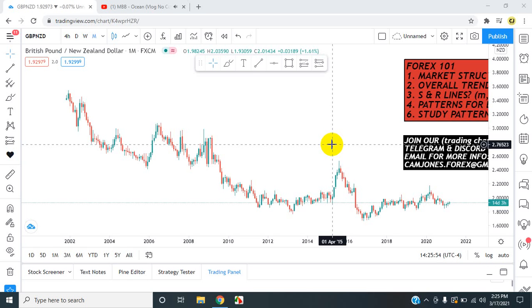Families and friends will prosper. Let's get down to business. Okay, everyone, we are looking at GBP/NZD. So let's take a look at what is going on in the market.